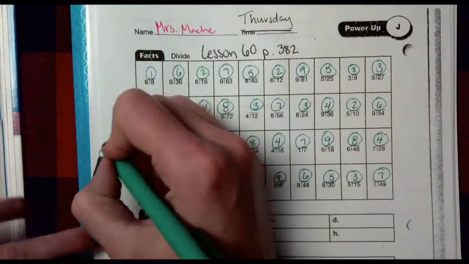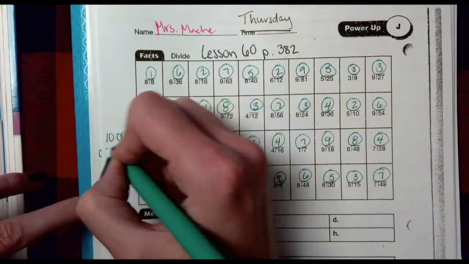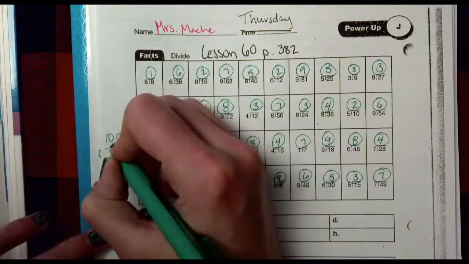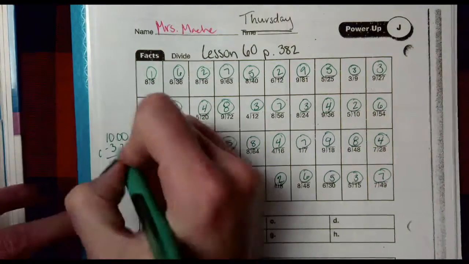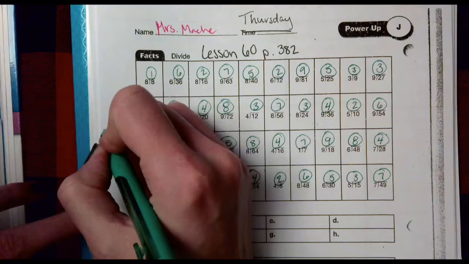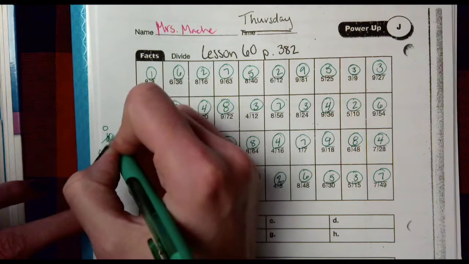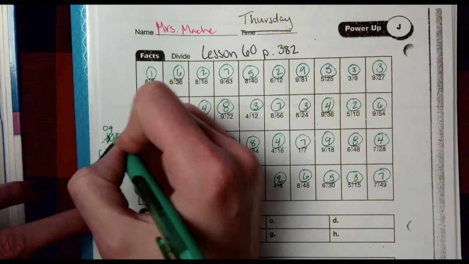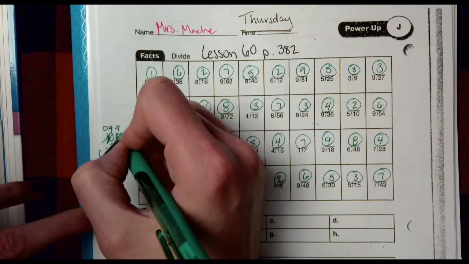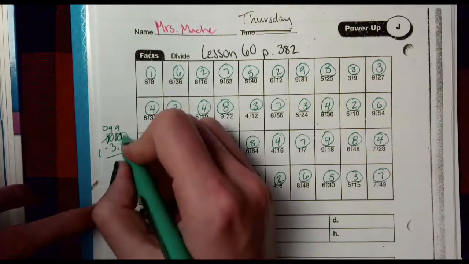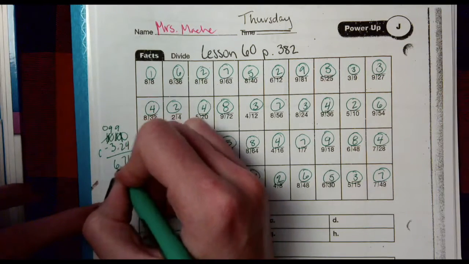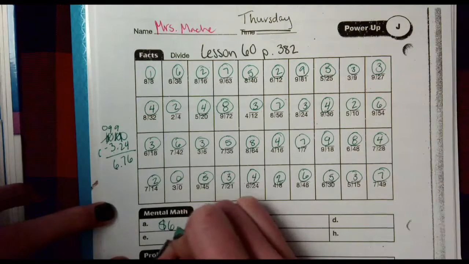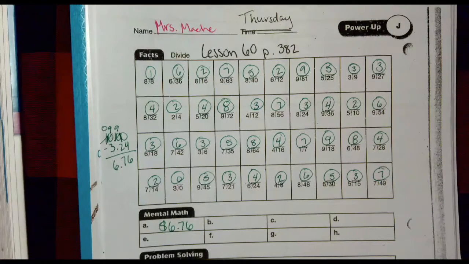A says $10 minus $3.24. 0 minus 4, can't do that. Can't cross out those zeros, so come over here, cross out that 1, make it a 0, change it into 10. Cross out the 10, make it a 9, change 0 to 10. Cross out the 10, make it a 9, change 0 to 10. 10 minus 4 is 6, 9 minus 2 is 7, 9 minus 3 is 6, so you get $6.76.